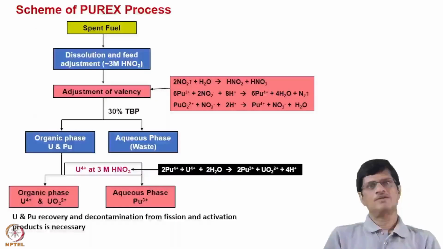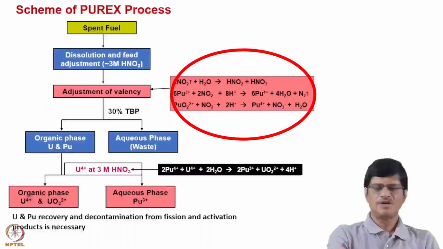Now the schematic of the Purex process is given here, that you have the spent fuel which is dissolved, and the feed adjustment is done to 3 molar nitric acid. And finally the plutonium valency adjustment is a must. So plutonium, as you know, exists in different oxidation states like +3, +4, +5 and +6. But +5 stability is much less because of the disproportionation. That is how this plutonium 3 and plutonium 6 are actually adjusted to plutonium 4 plus oxidation state by the nitrite ion, as shown here.